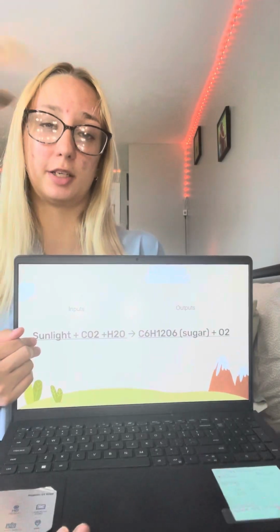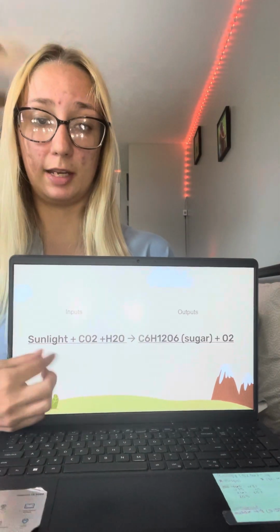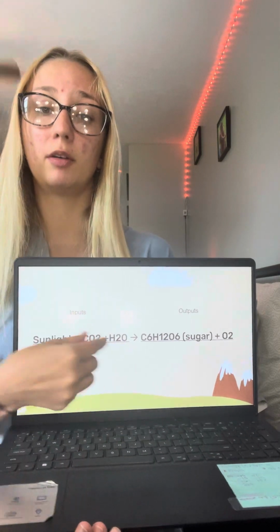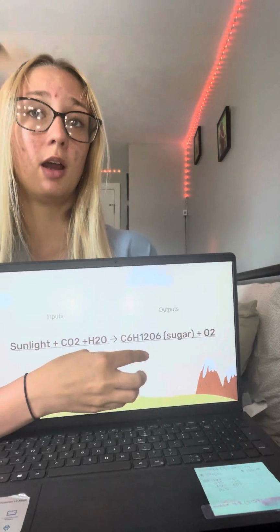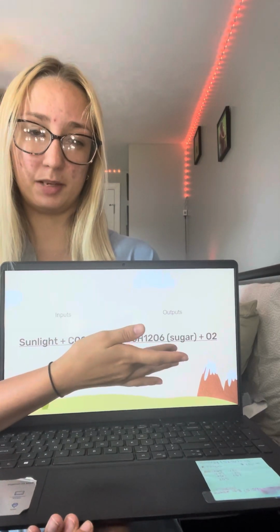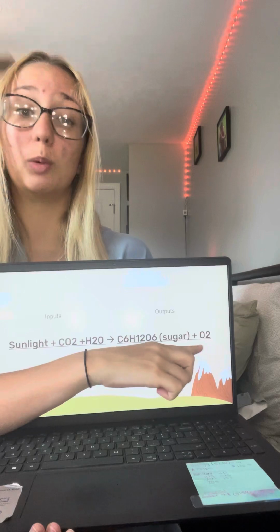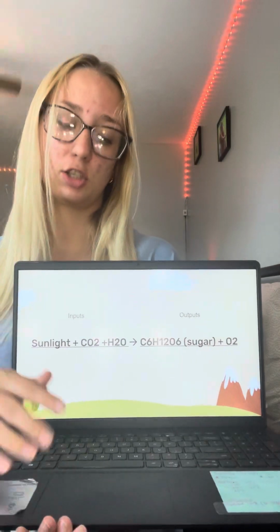Our inputs for this cycle are going to be sunlight, CO2, and H2O. So sunlight, carbon dioxide, and water can be used interchangeably. And then our outputs are going to be the sugar molecule that they use. Worry about it being sugar, not so much the chemical compound, and O2, which is oxygen, like the oxygen that we breathe in.